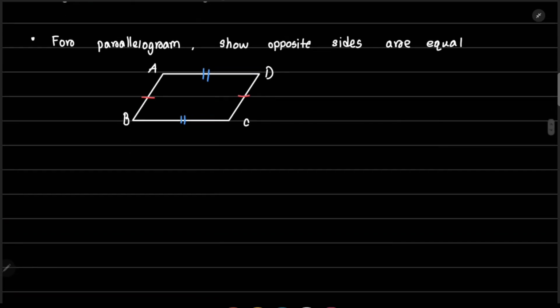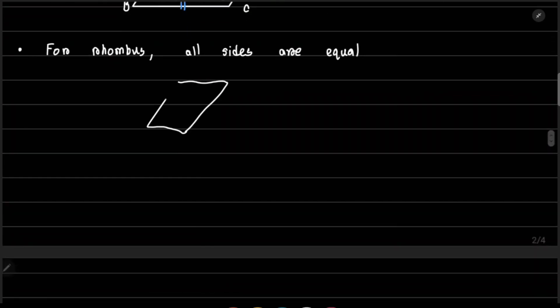For a rhombus, it would be like a square, but I don't have to show that the angles are 90 degrees. So for a rhombus, I just have to show that all sides are equal. So for a rhombus like this, the sides AB, BC, all of them must be equal to each other.